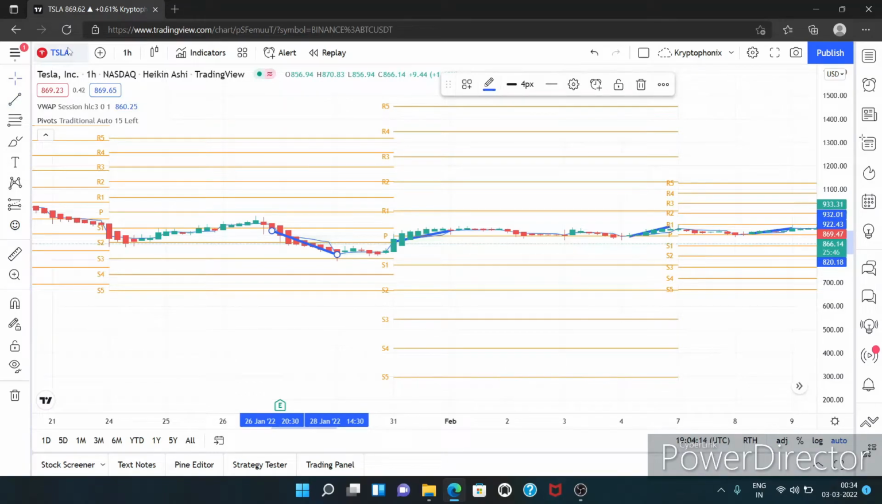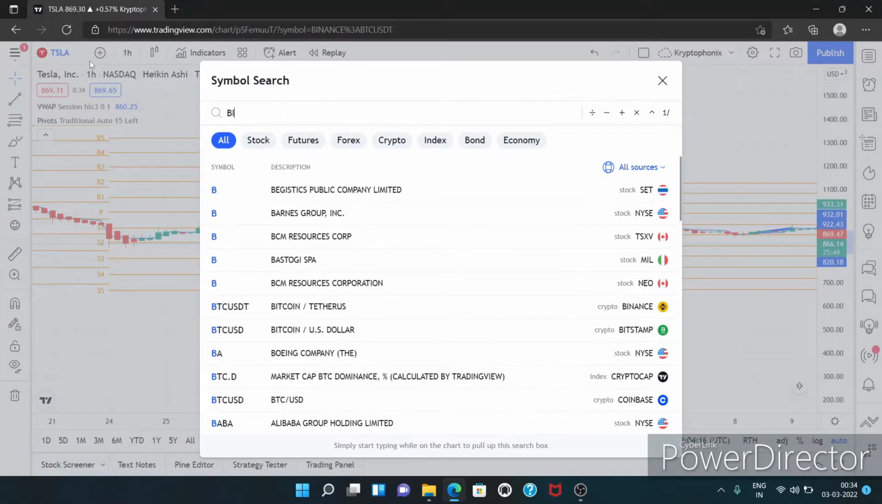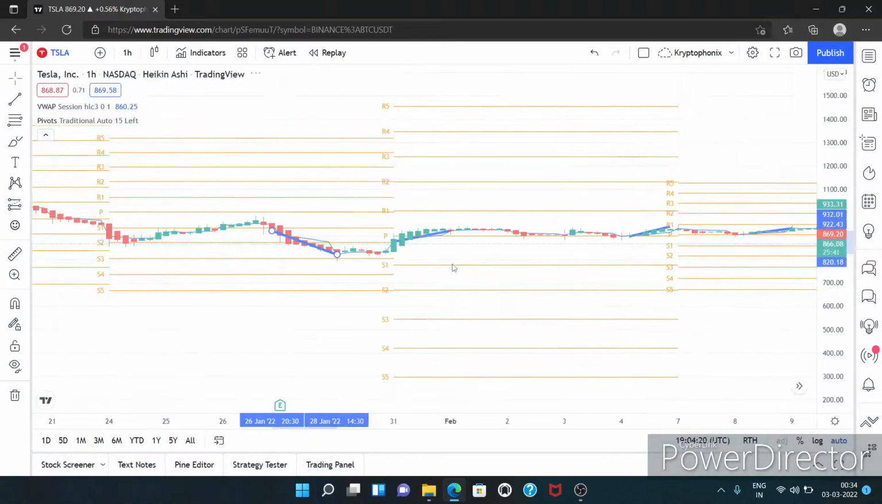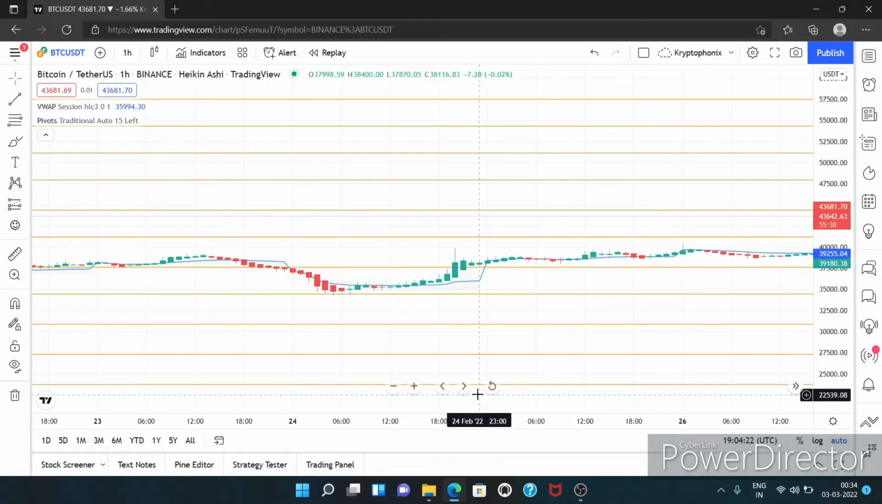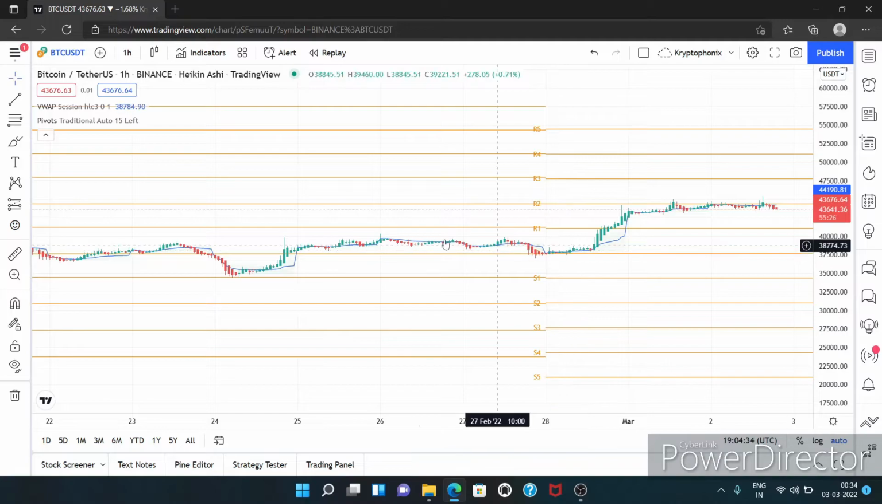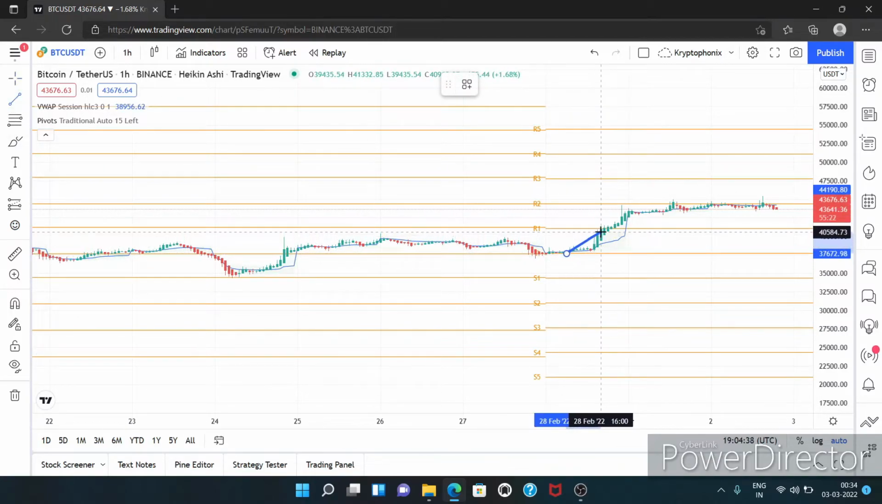Okay, now let's check it out on Bitcoin. So we're doing the same thing. We'll be finding the trades. Now look over here. This is for the risky traders. This point over here, price above the VWAP near to the support level, signal to buy, result up move.